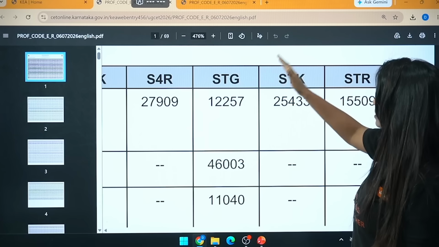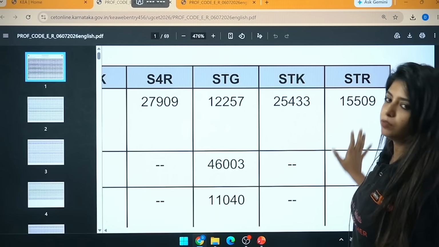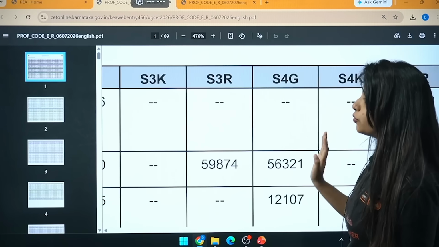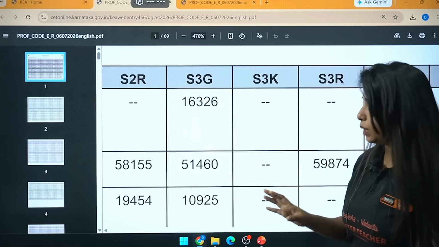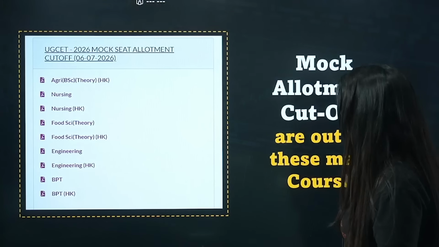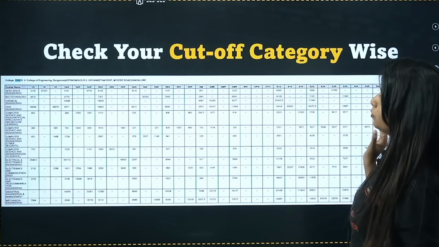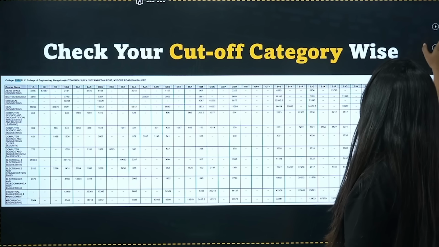You get it? So if it is Kannada, it will be right over here. If it's rural, it will be right over here. So this is how you have to go. You have to be very clear about it. Now, going ahead with the next thing that is up there over here, as I said, check your cutoff category wise.